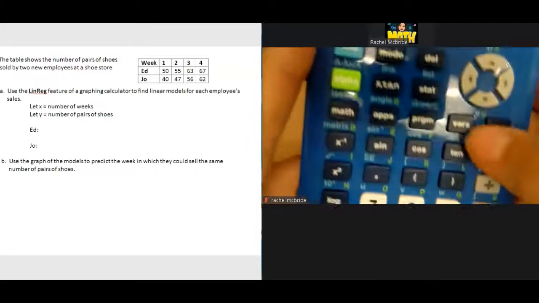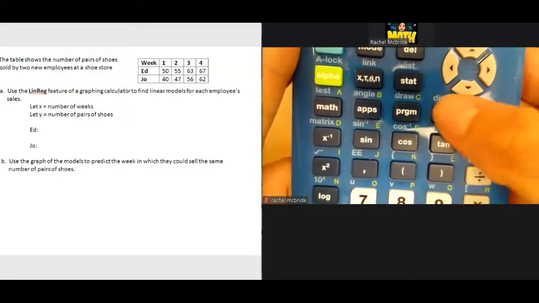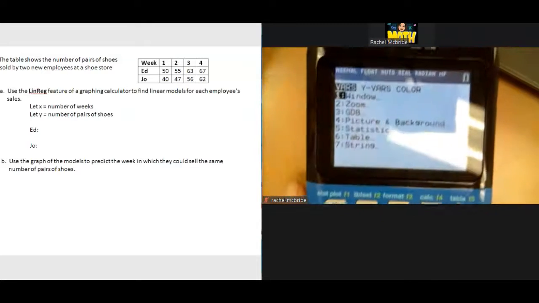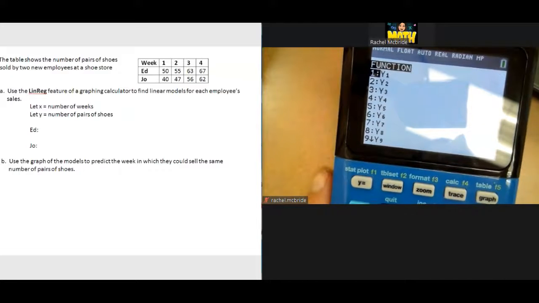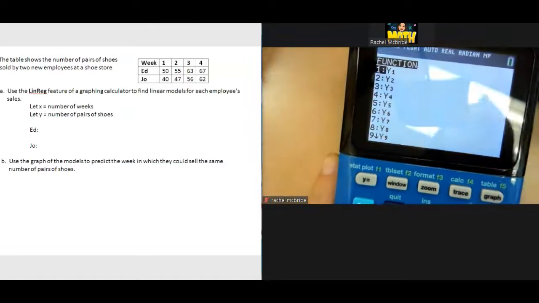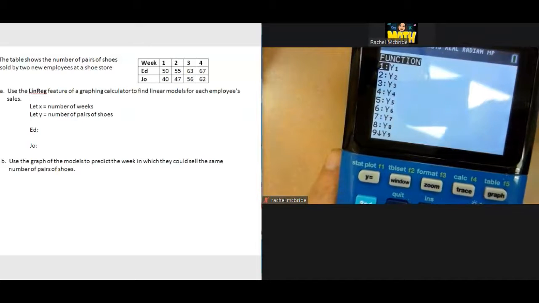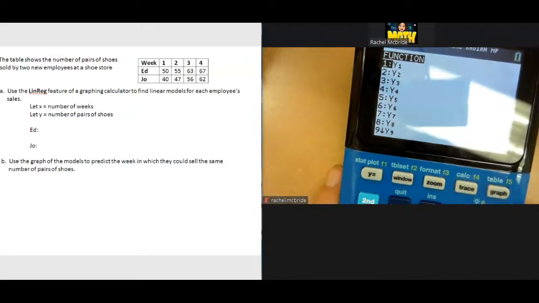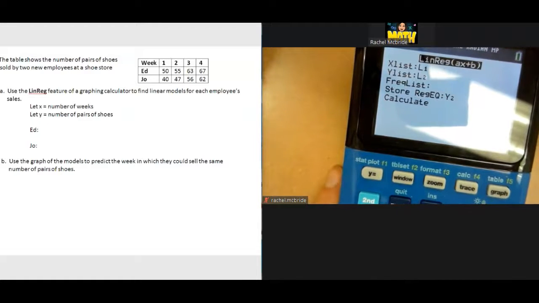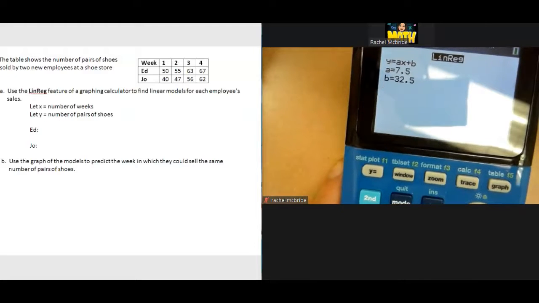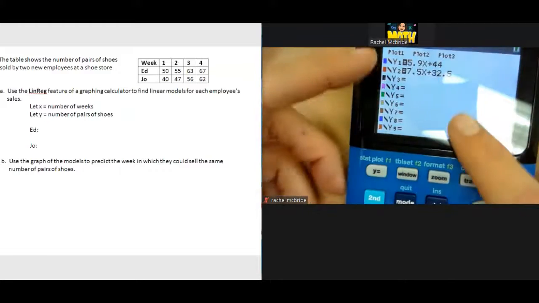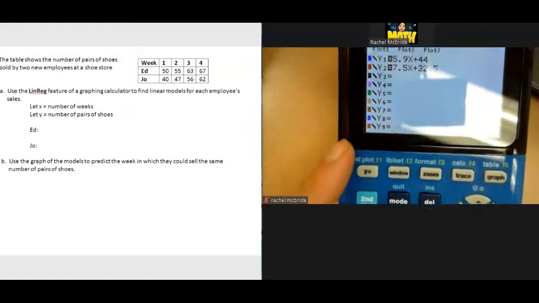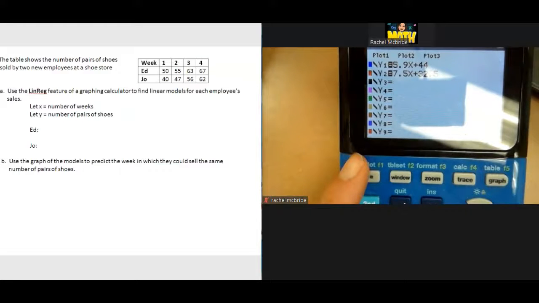We're going to hit the word vars. You're going to go over to y vars. Go down to function. This time, select y2. Because if you click y1, it's going to replace the equation you already put in there. Go to calculate. So my slope is 7.5, my y-intercept is 32.5. So both my equations are now stored in my y equals.